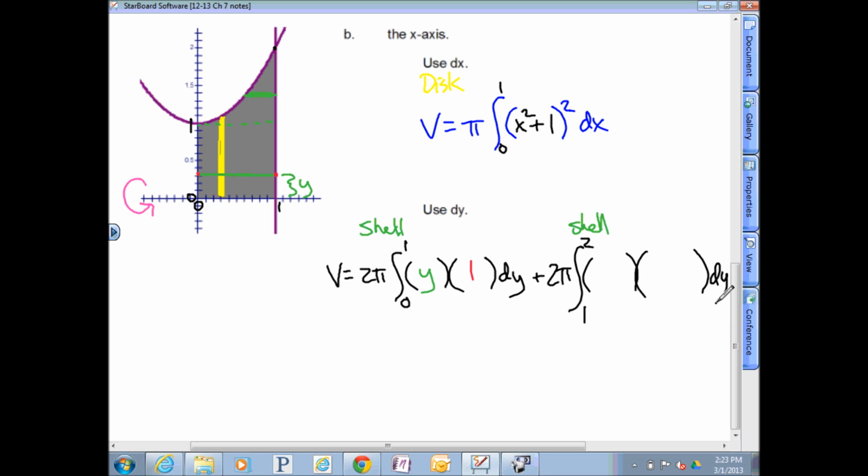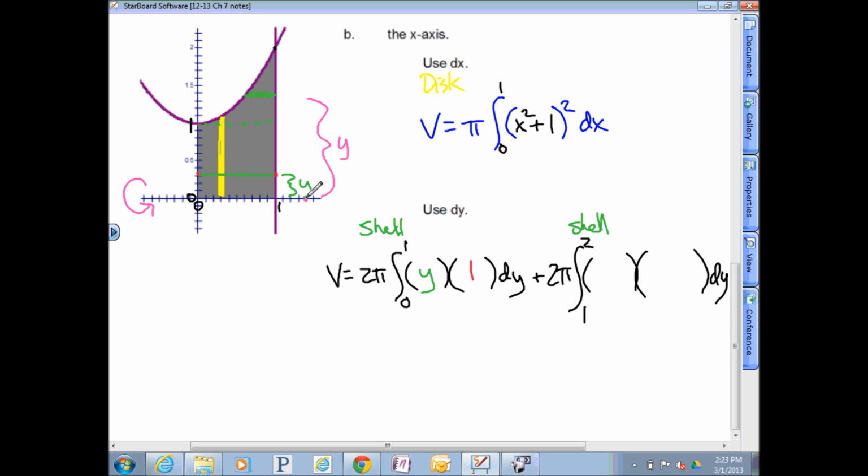I need a radius. What's my radius this time? My radius this time is the distance from here down to the axis I'm revolving it around. Well, what's that distance? It's a vertical distance, from the rectangle down to the axis we're revolving it around. Some people will say, well, that should be y minus 1. No, it shouldn't. It's still y. It's still that vertical distance. Just like the green one was a vertical distance, the pink one's a vertical distance also.